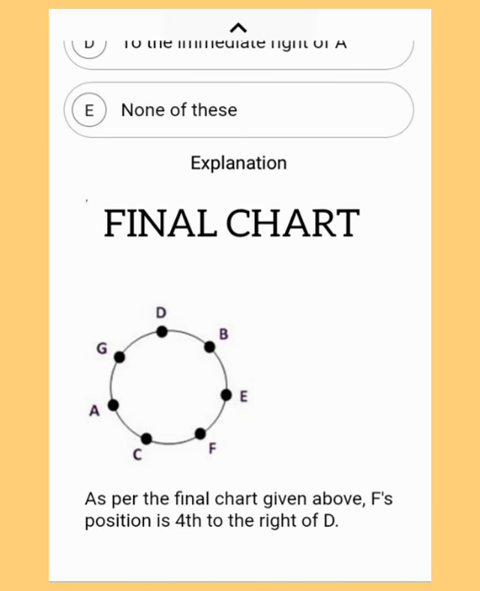So I hope you all have got the correct answers and you have managed to decode this particular sitting arrangement correctly. So this is part 1, and we'll bring various parts in the future.